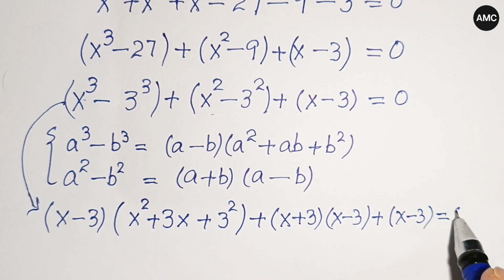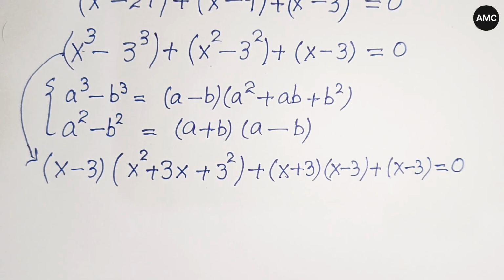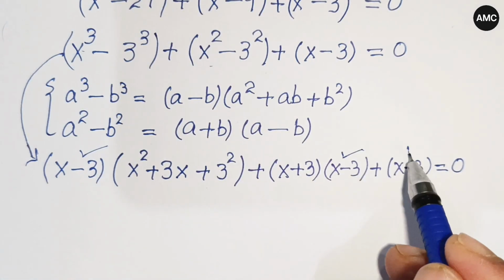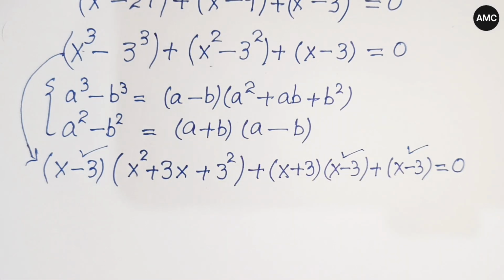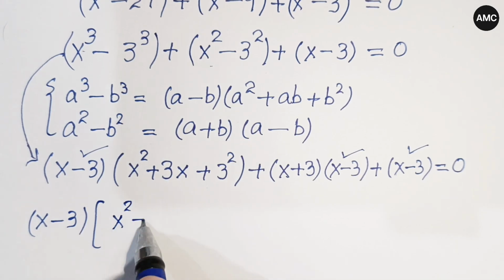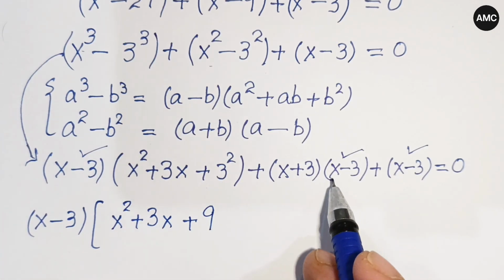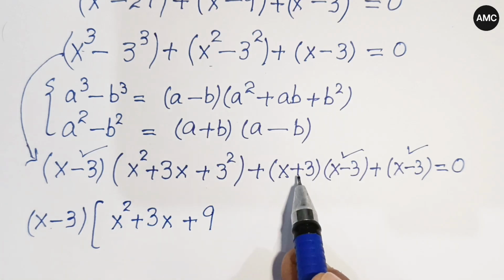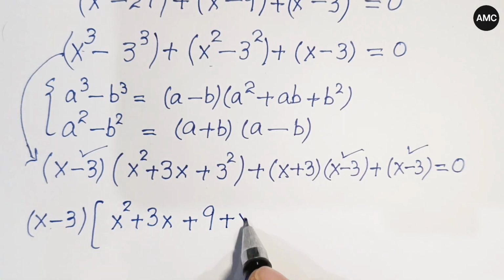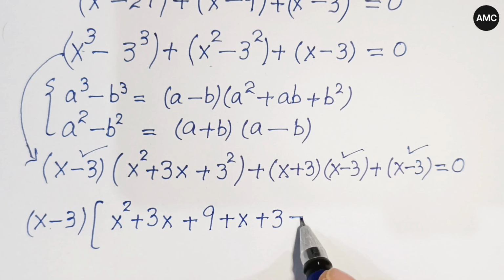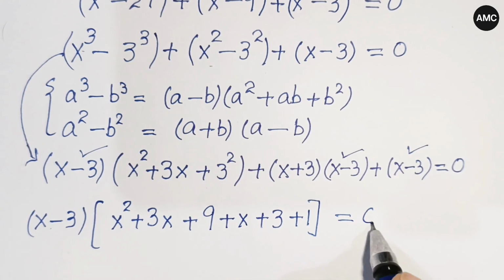So here it is equal to 0. Now here we see that this x minus 3, this x minus 3 and this x minus 3 is actually a common factor, so we are going to take x minus 3 outside the bracket. Then we have x squared plus 3 times x plus 3 squared, which is 9, and by dividing x minus 3 by x minus 3 we have x plus 3, so plus x plus 3. Here x minus 3 is cancelled out with this one, we get plus 1 is equal to 0.